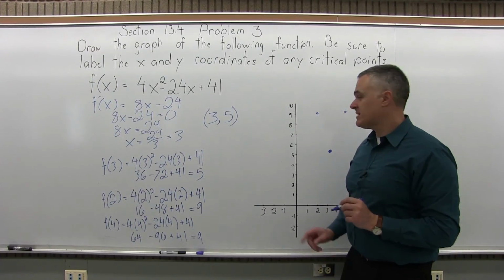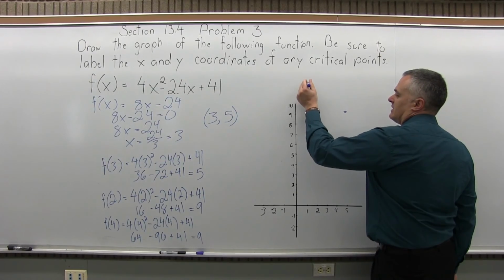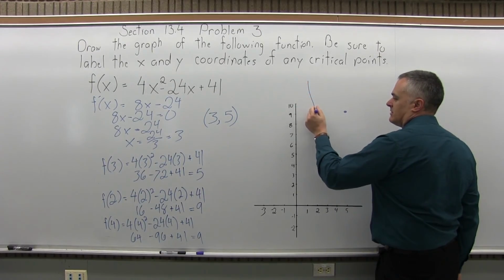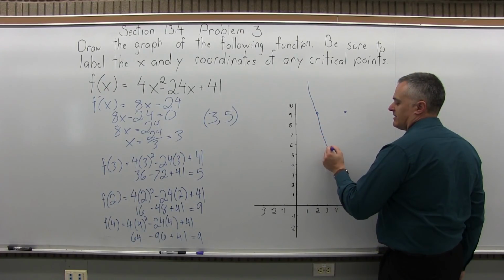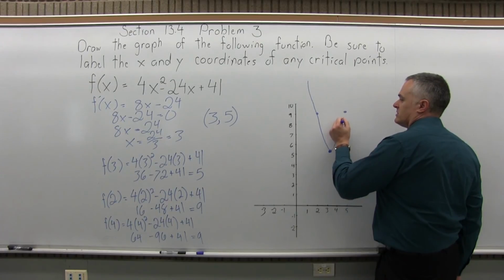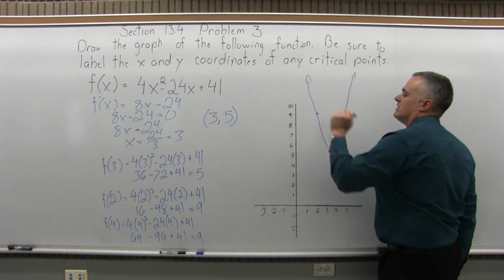And the final step, step 7, is to connect the dots. So what's happening is it does come down through positive 2, 9. It flattens out here at over 3, up 5, turns around, goes back up through 4, 9, and it continues forever.